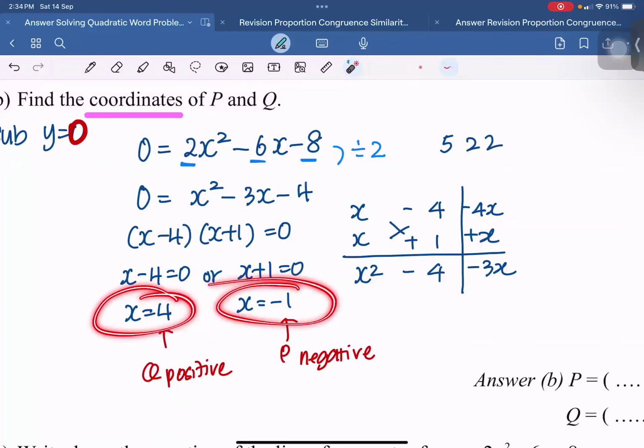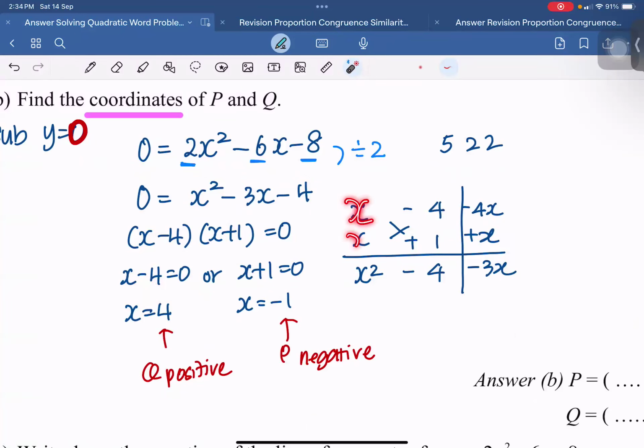Okay, so from here, if you do factorization, x times x gives me x squared. 4 times 1 gives me 4. I cross over, get 4x. Cross over, get x. Then since I want -3x, negative 4x is the larger one. Then I will bring over the sign. Okay, I get the answer. So first part, x minus 4 equals 0, I get x equals 4. x plus 1 equals 0, I get x equals -1.